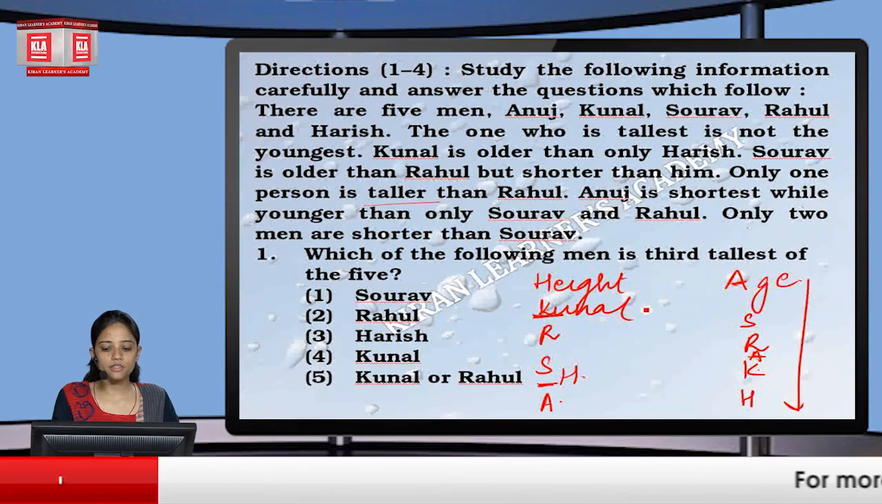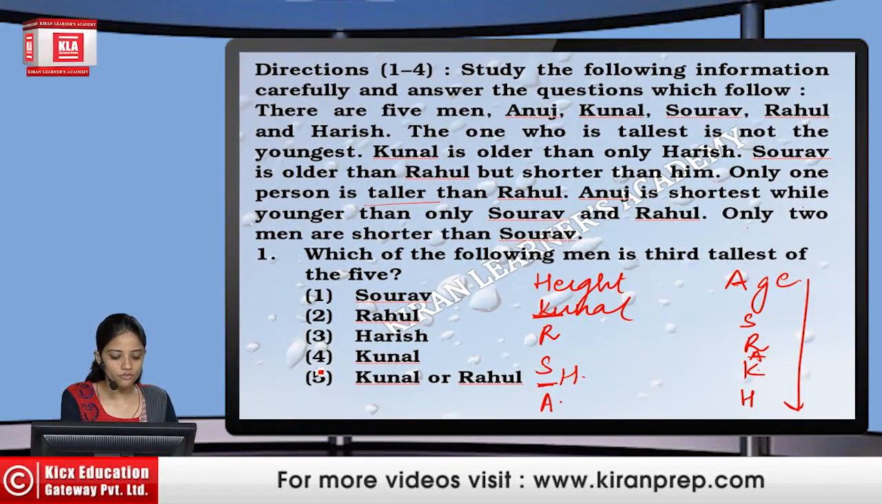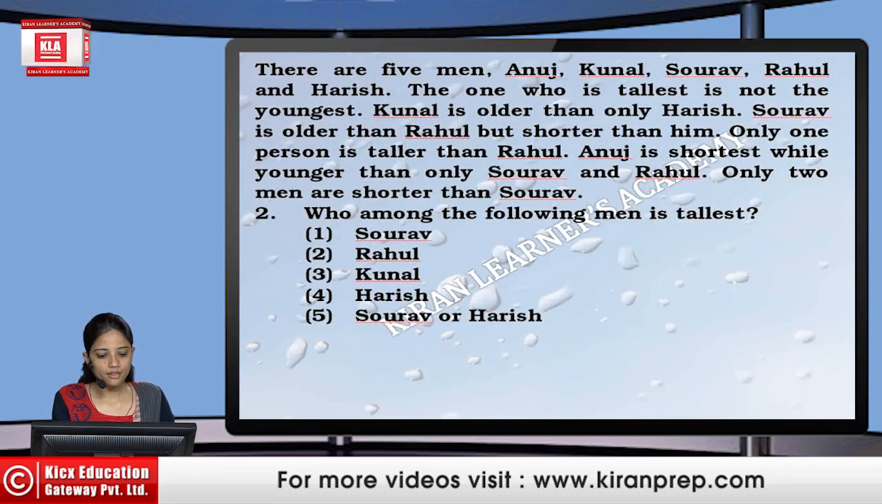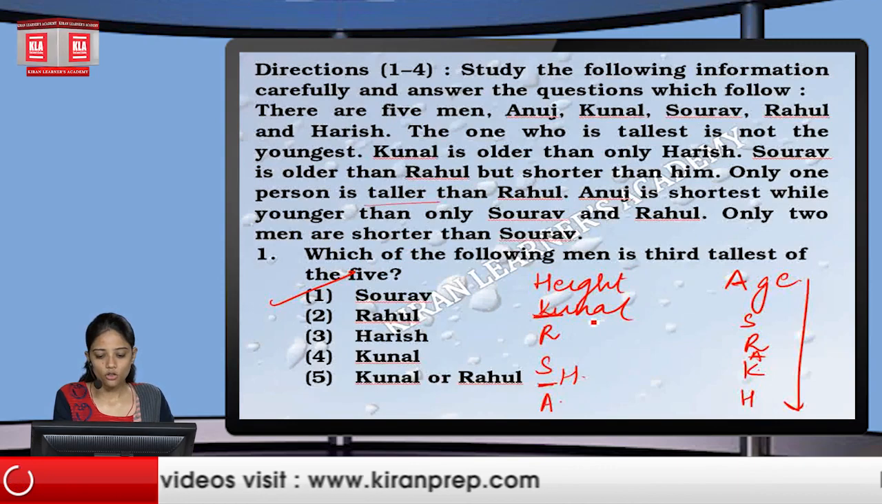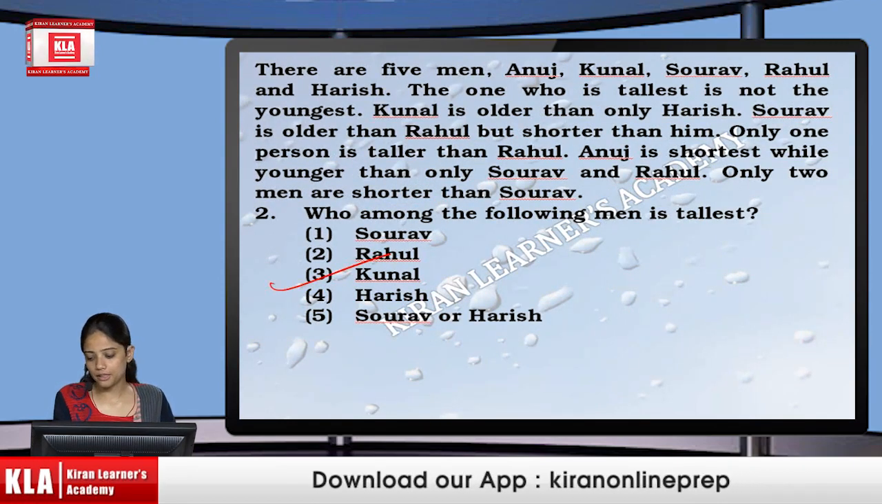And we have to tell which is the third tallest of the five. That means we have Saurabh. The option will be first. Next we have who among the men is the tallest. That is Kunal. So we will be ending with the third part.